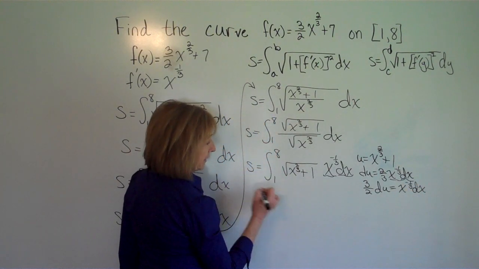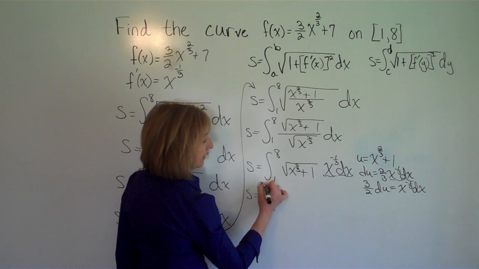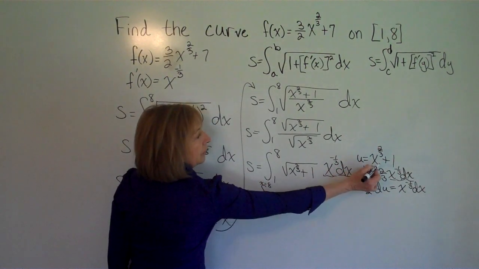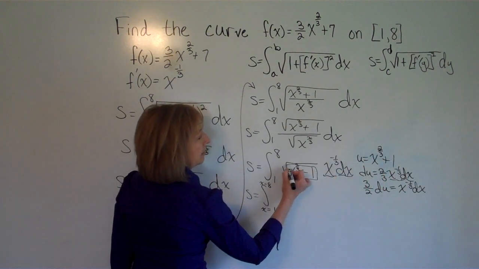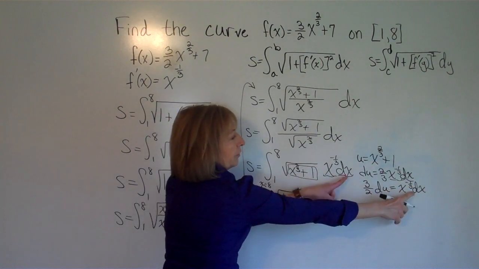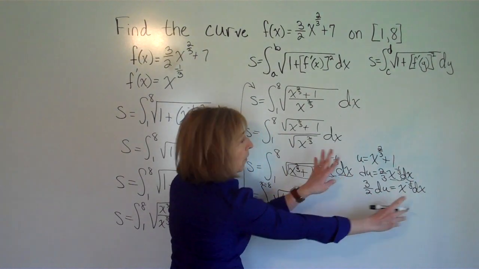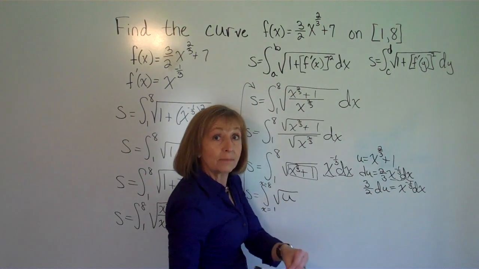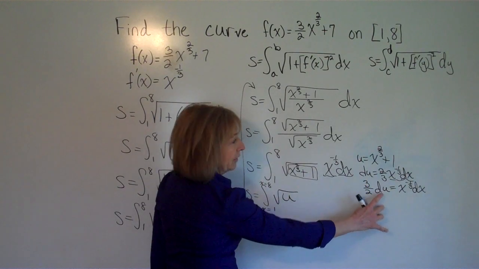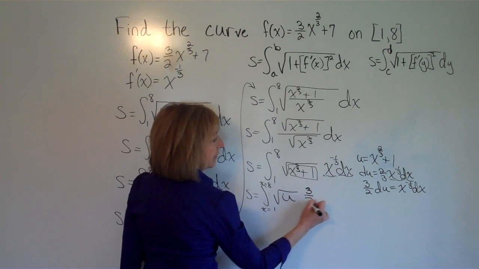Okay, now we're going to make our replacements. So s is equal to the integral from x equals 1 to x equals 8. I'm going to write it that way so I remember those are the x values, not the u values. u is x to the 2/3 plus 1, so this expression is u. So I have the square root of u. And then x to the negative 1/3 dx, its replacement is 3/2 du. So I'm going to take that out and put in the 3/2 du.